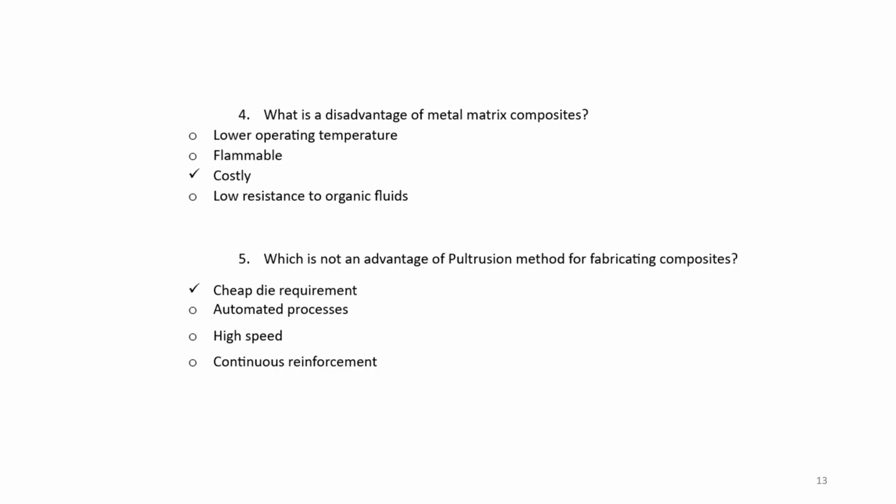Next is which is not an advantage for the pultrusion method for fabricating composites. Your options are cheap die requirement, automated processes, high speed, continuous reinforcement. Out of these, the others are some of the advantages for this method, such as automated processes, high speed and continuous reinforcement, but cheap die requirement is not one of the advantages. It requires costly dies for forming.